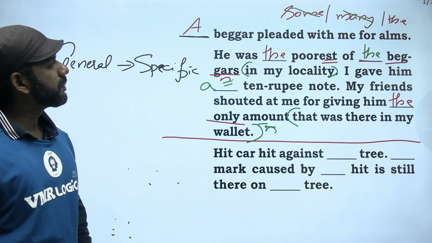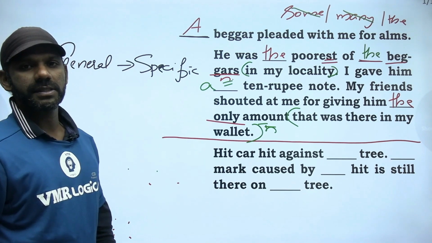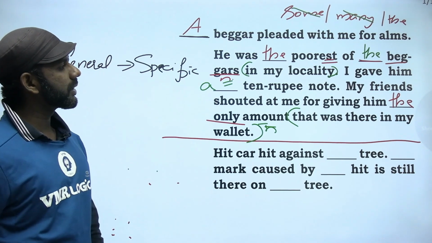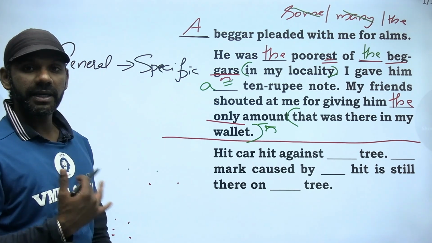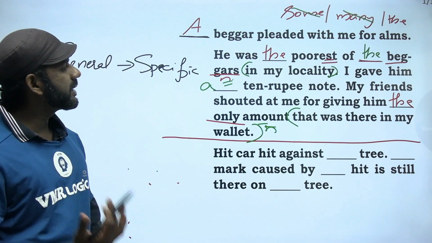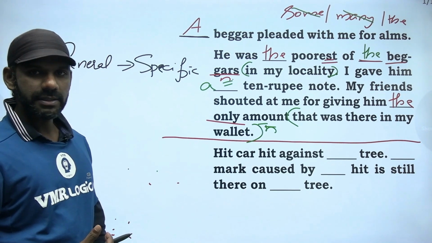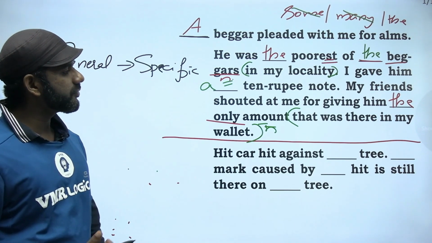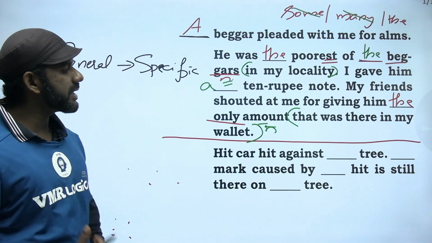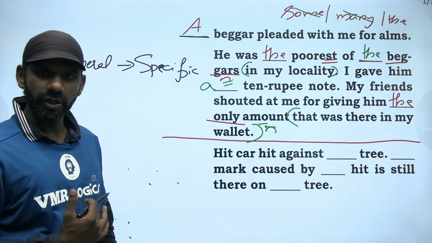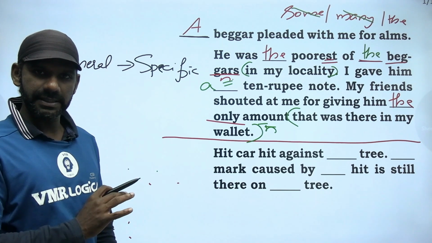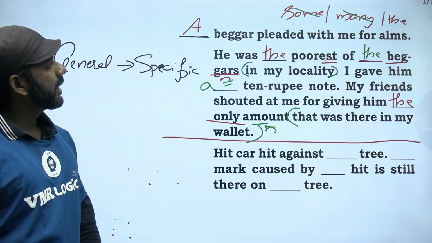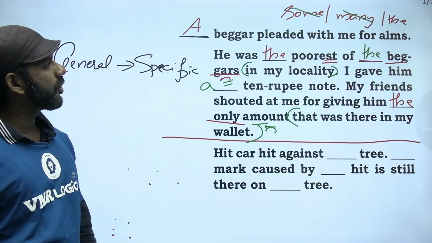A beggar pleaded with me for alms. He was the poorest of the beggars in my locality. I gave him a 10 rupee note. My friends shouted at me for giving him the only amount that was there in my wallet. The whole paragraph makes sense. Right?